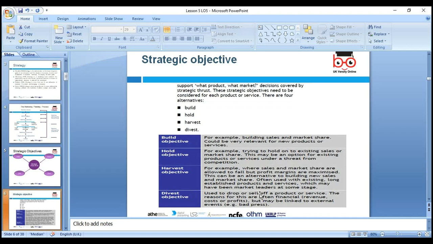Harvest, for example, is where the sales and marketing are allowed to fall, but the profit margin is maximized, and market share is often used with existing and long-established products and services, which may have been market leader at some stage. So divest, what is meant by divest? You drop sales of products or services. The reason for this is often financial: revenues, cost and profit. Maybe cost is increasing, profit is decreasing, sales are decreasing, cost per unit is increasing. So at that stage we can divest it.